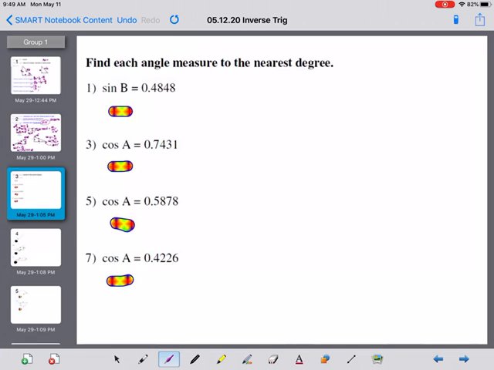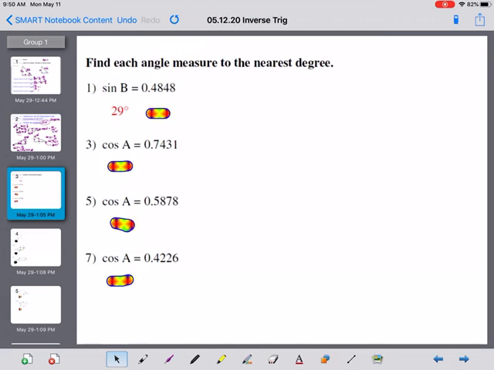If you have something like this, it says the sine of B equals 0.4848. That means the sine ratio of some right triangle is 0.4848 to 1. So then you type inverse sine of 0.4848, and you get about 29 degrees. So you just type these into the calculator.